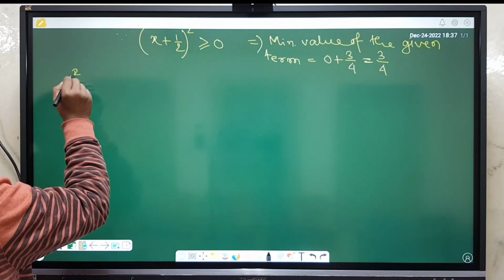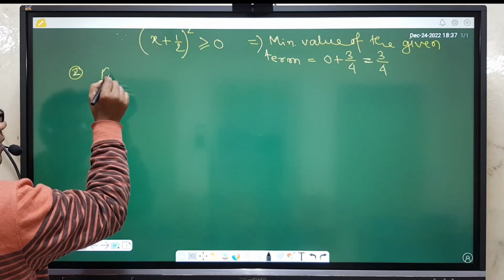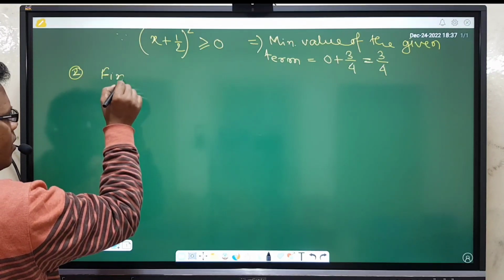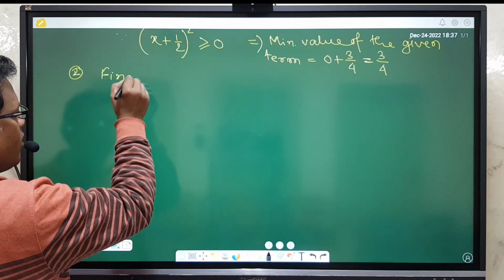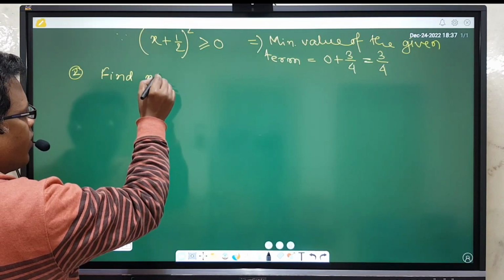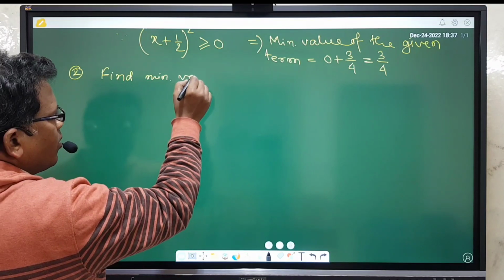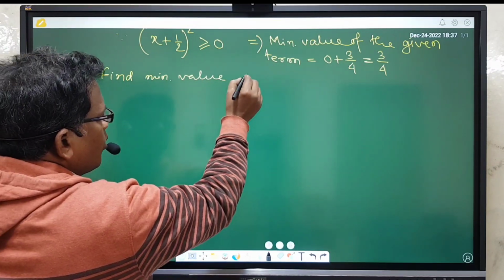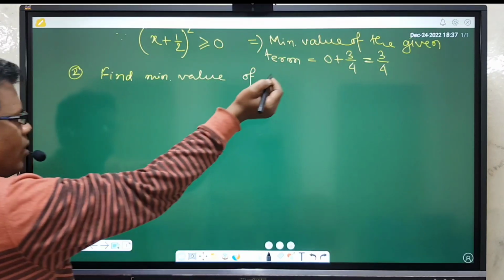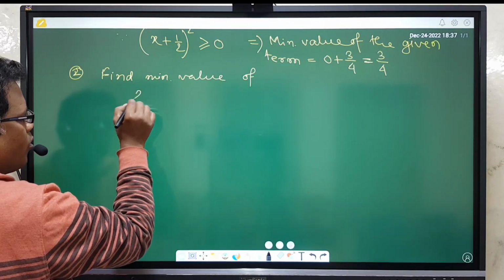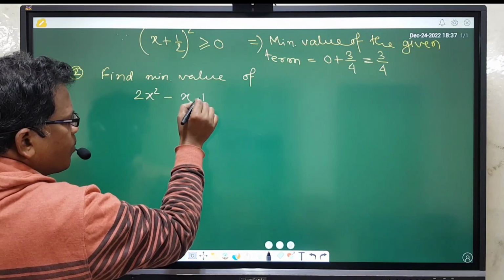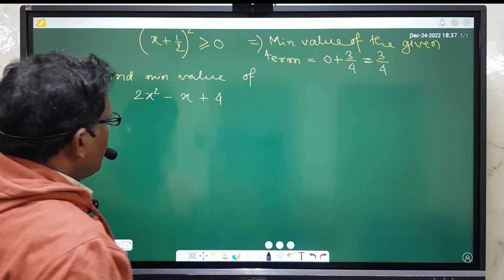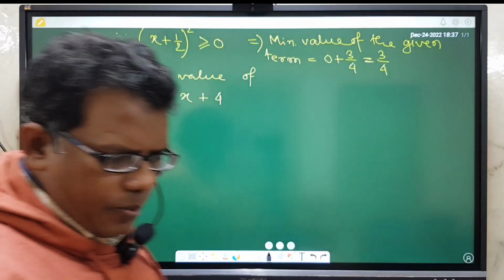In the same way, if I ask you, find the minimum value of 2x square minus x plus 4. What will be the minimum value of this expression?